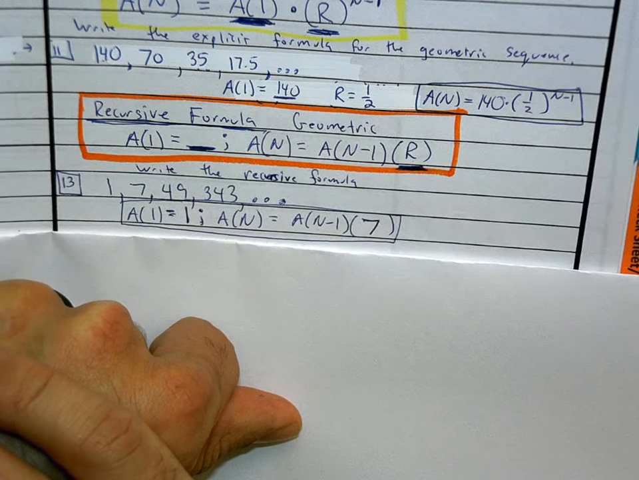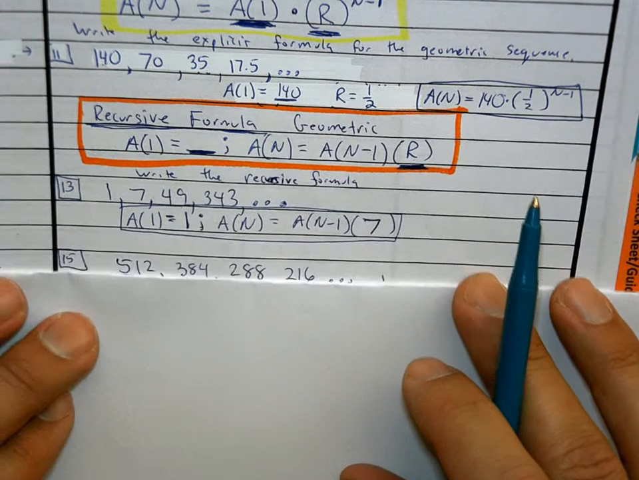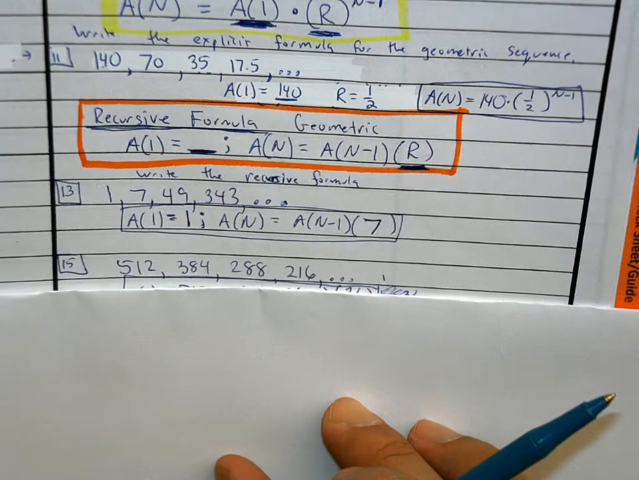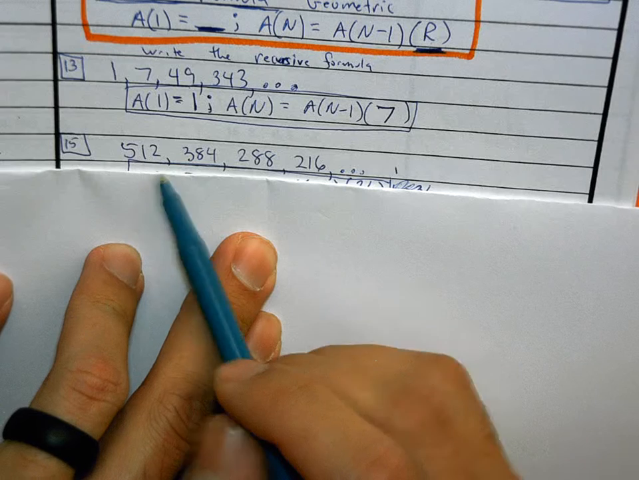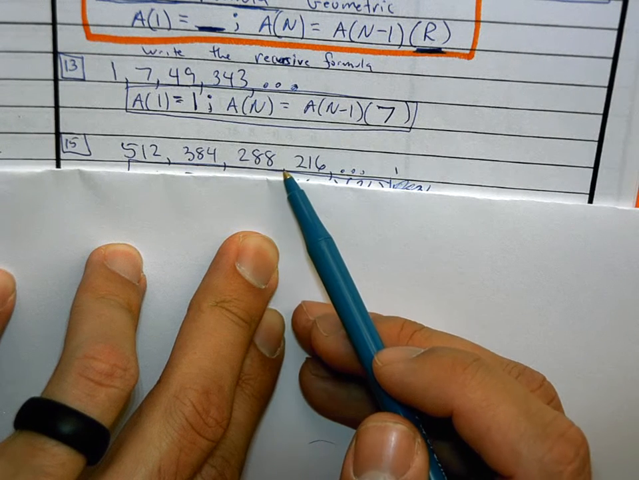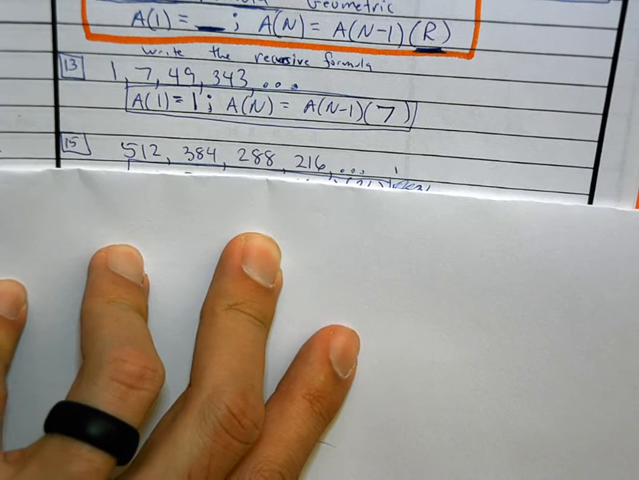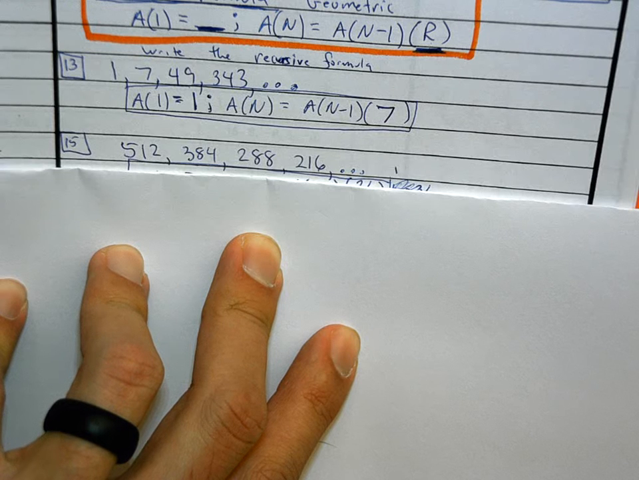One more example? Yes. This is like number 15. The numbers are a little bit trickier: 512, 384, 288, 216, dot, dot, dot. The pattern continues. A of 1 is going to be easy. It's the R that's going to be a little bit harder here.